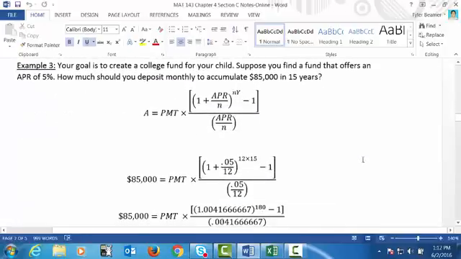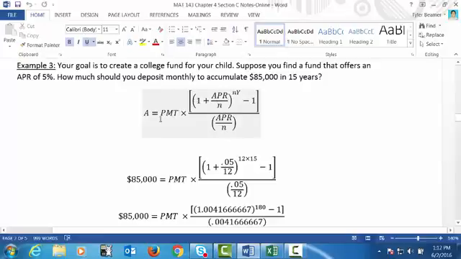Alright, example 3 is a little bit different. In this case, you're actually trying to figure out how much money to put into the account in order to save a specific dollar amount in a specific period of time. So your goal is to create a college fund for your child. Suppose you find a fund that offers an APR of 5%. How much should you deposit monthly to accumulate $85,000 in 15 years?